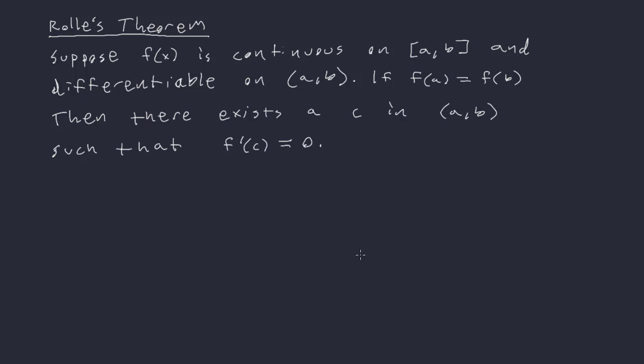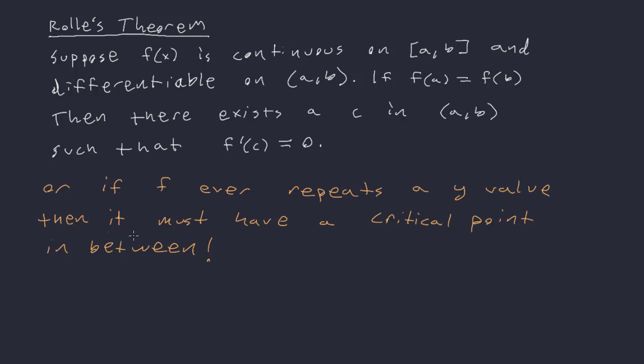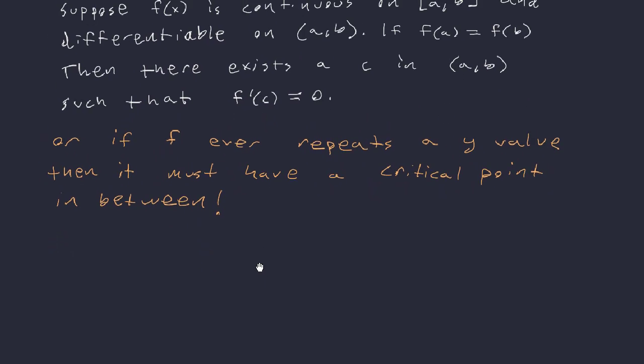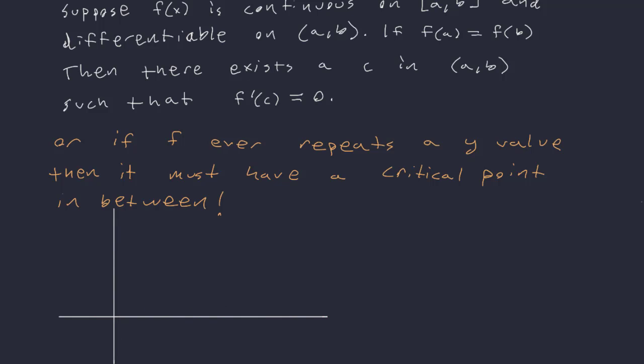Alright, so what this is basically saying is that if a function is continuous and differentiable, and it ever has a repeated y value, then it must have a critical point. Or to put it another way, if f ever repeats a y value, then it must have a critical point in between. So what this is saying is that if you have a function that is both continuous and differentiable from some value a to b, and it's on a closed interval, and it has the same exact y value, f of a and f of b are the same, then the only way that can happen is if somewhere in between these two there's a place where the derivative is equal to 0.